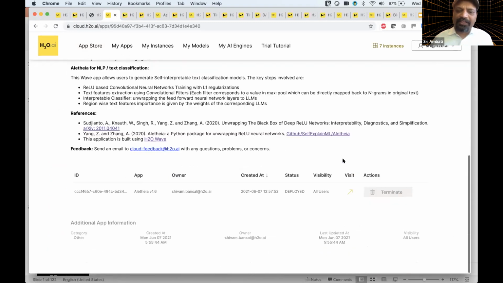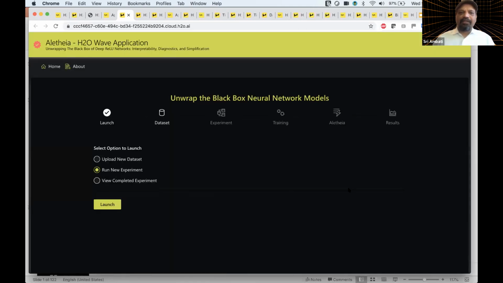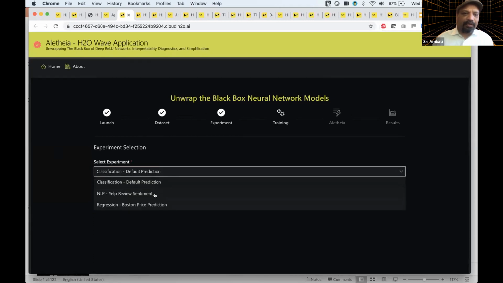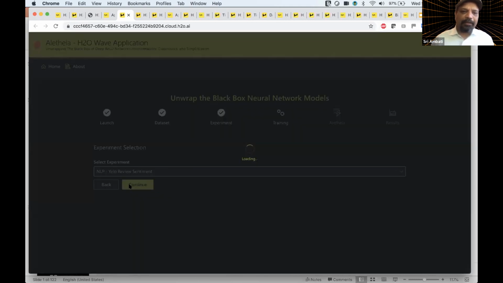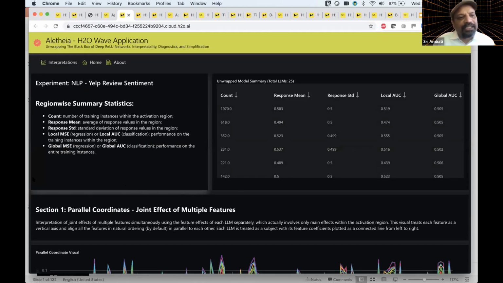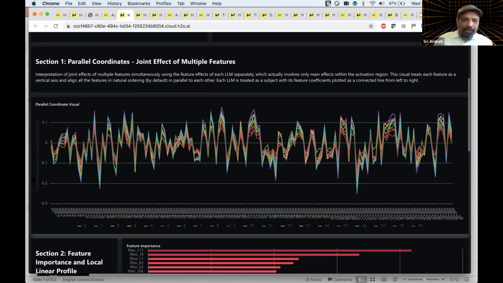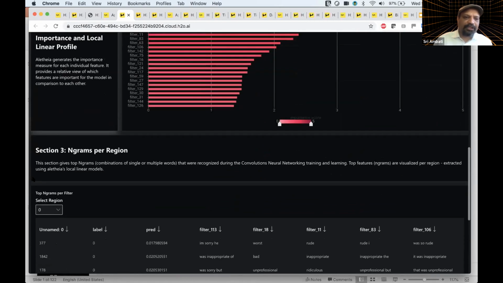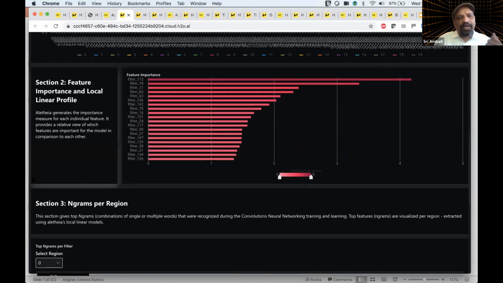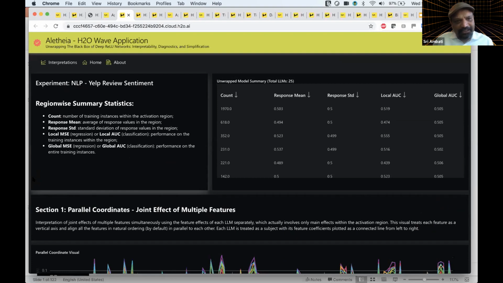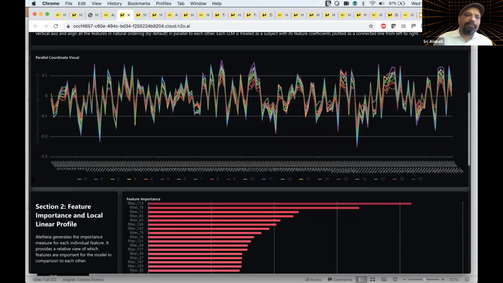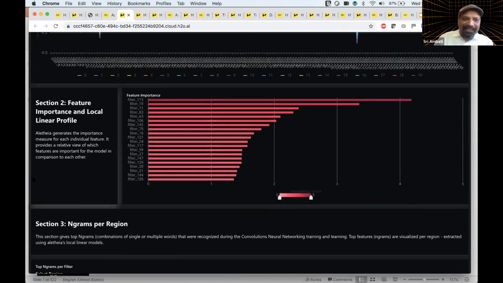Some of these models are obviously built for NLP. Here's a Yelp review sentiment analysis. It's a complete black box model, historically very difficult to understand. So what Agus and team will be talking about in a little bit more detail is a way to transform these sophisticated neural network models to simple, locally linear models. And in the locally linear models, you can absolutely pull out the importance by filters.